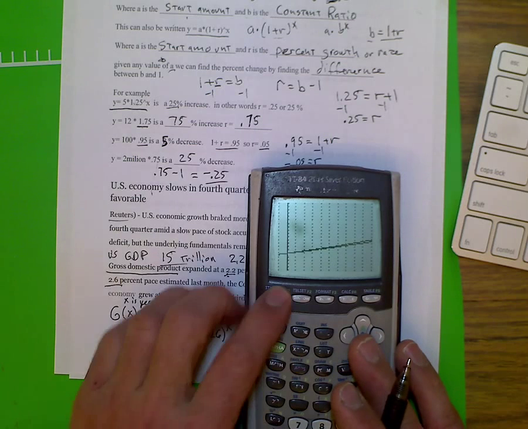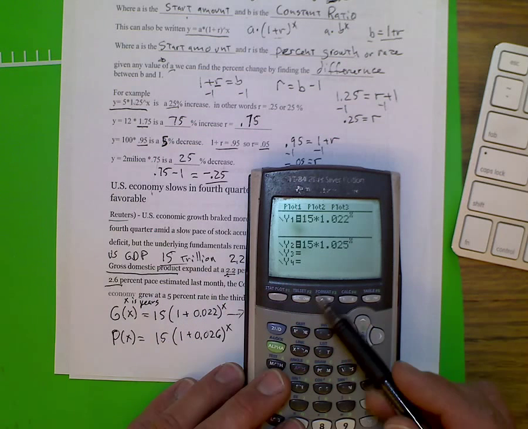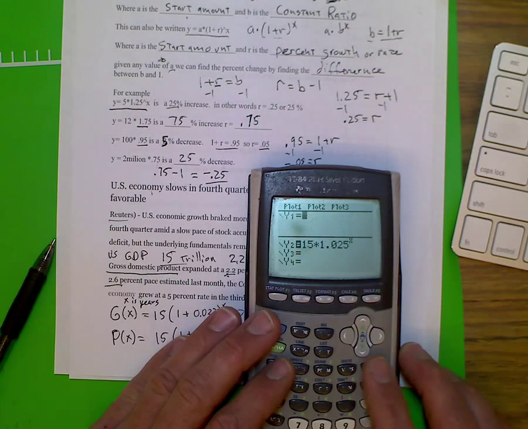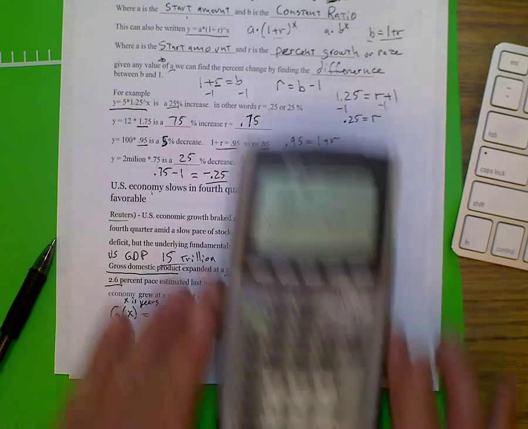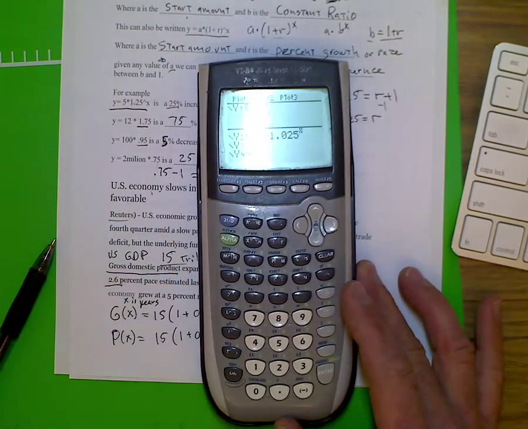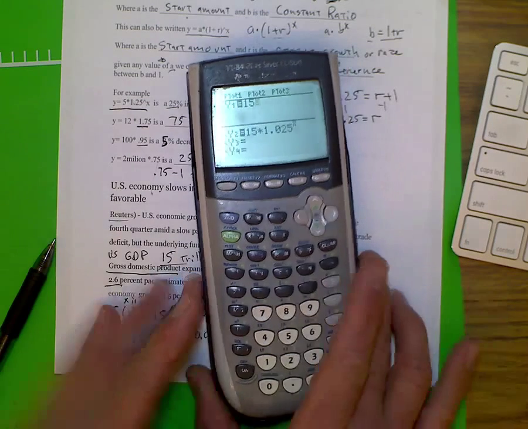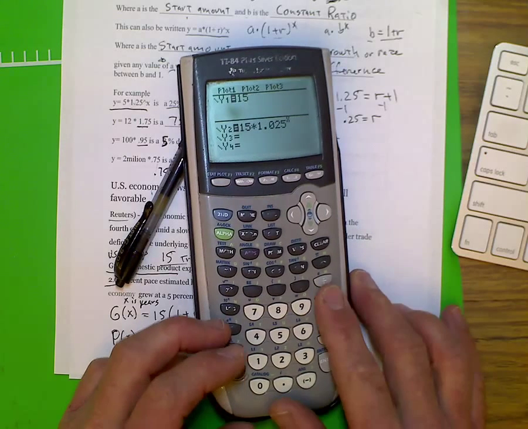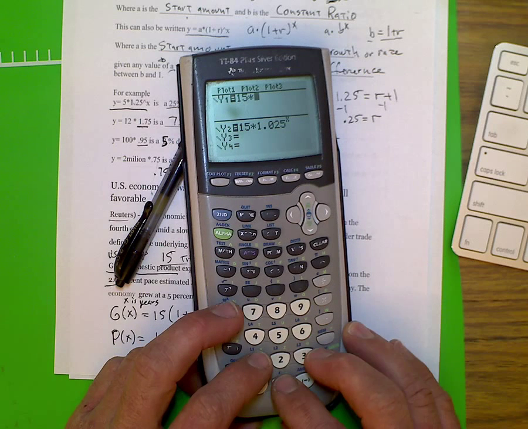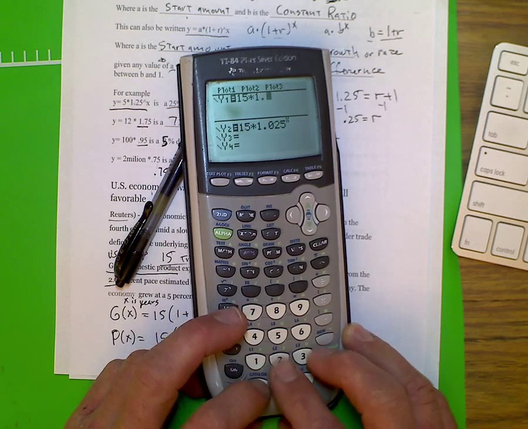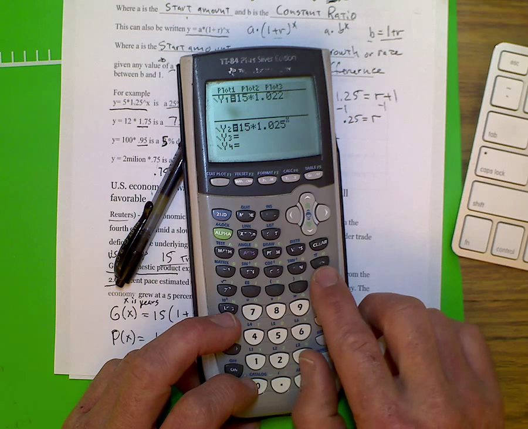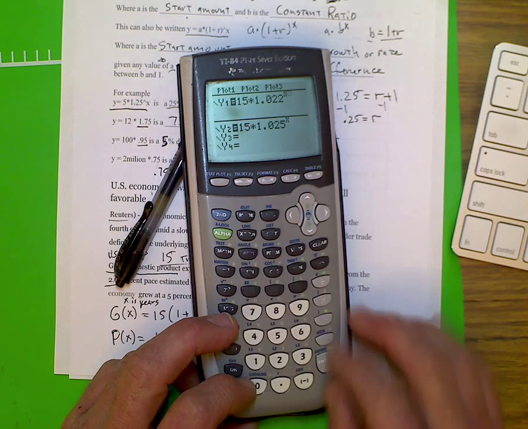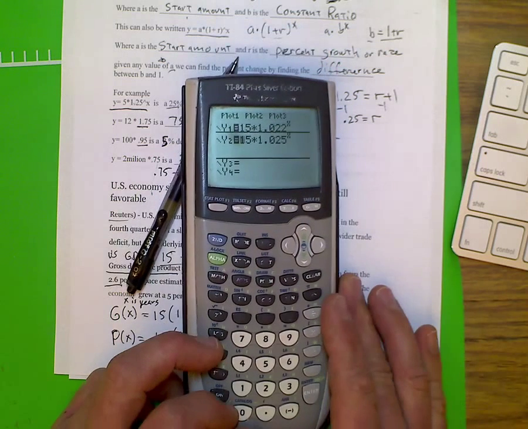Turn the calculator on. Now here are my two equations that I typed in, and just for fun I'll type them in again. So I'm going to say 15 times 1 plus r, in this case, is going to be 1.022, and then the to the key is right here, and then the variable key is right here, to the x. Okay, so now I have both of my equations in here.